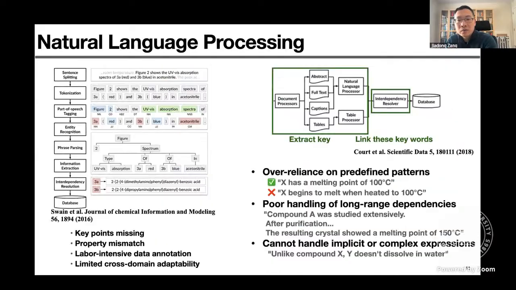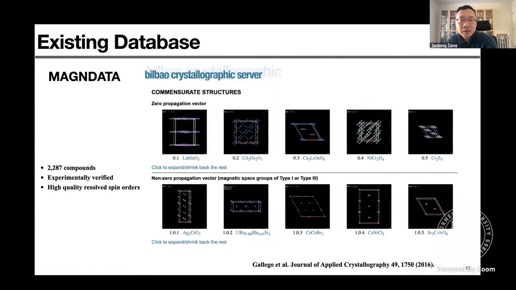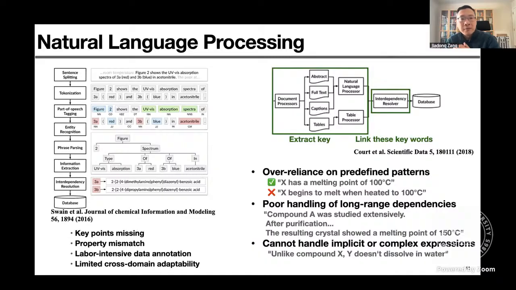So our goal is to construct a database on magnetism with both quality and quantity. Also, we want to construct this database in an autonomous way, so that we can comprehensively process a large number of literatures, especially the experimental literatures.